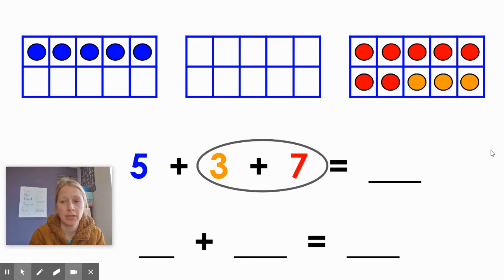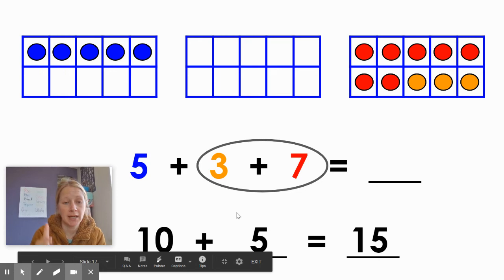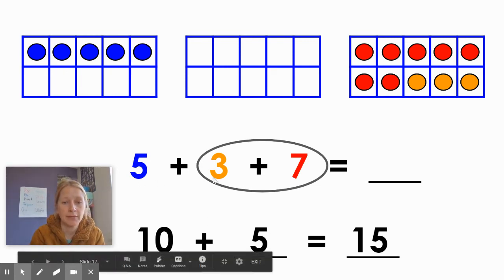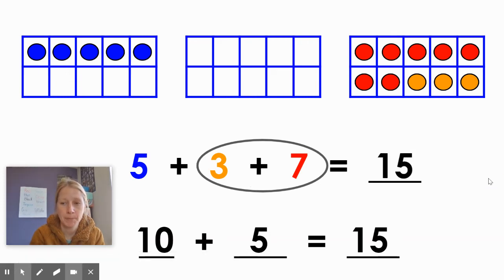And now my new equation is 10 plus 5 equals 15, right? So 10 plus 5 equals 15. I have one group of 10, and I have 5 ones. And when I put those together, it makes 15. That's an easy way for me to do it, a quicker way for me to do it. But that also means that 5 plus 3 plus 7 is 15.